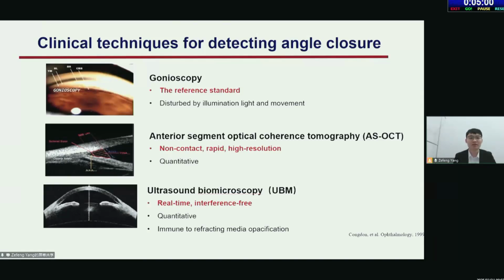Today, there are several clinical techniques for detecting angle closure, including gonioscopy, ASOCT, and UBM. Gonioscopy is the reference standard. ASOCT is a non-contact, rapid, and high-resolution tool. UBM is a real-time, interference-free tool.